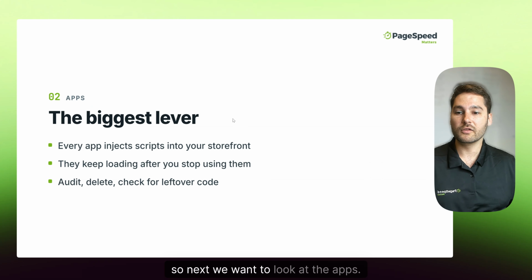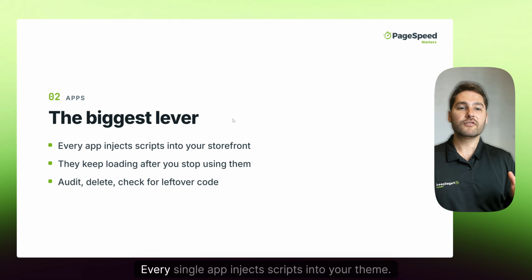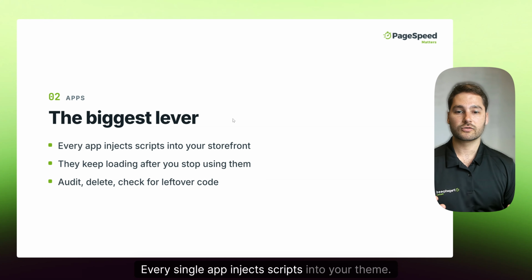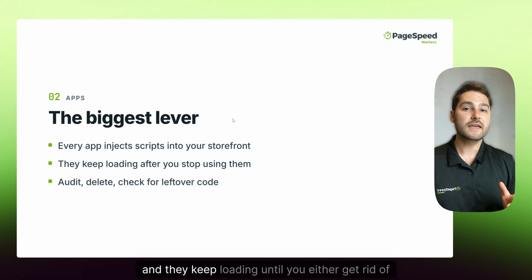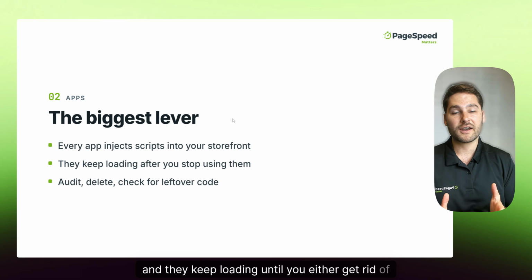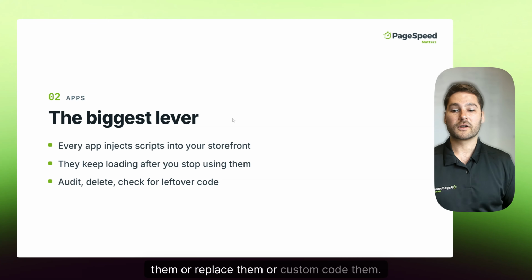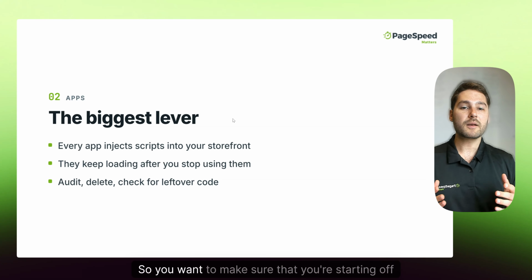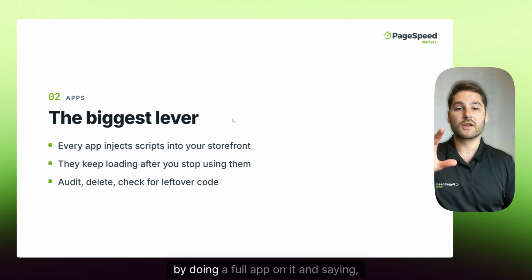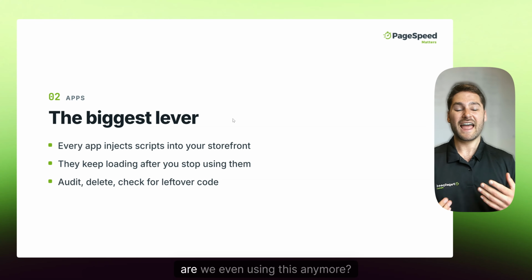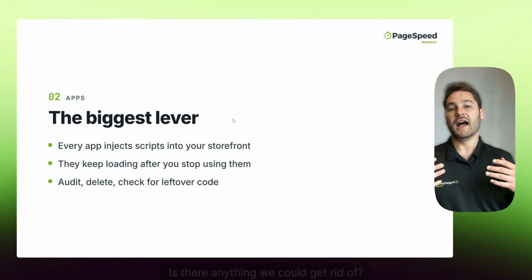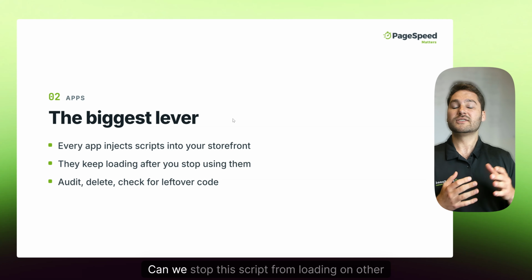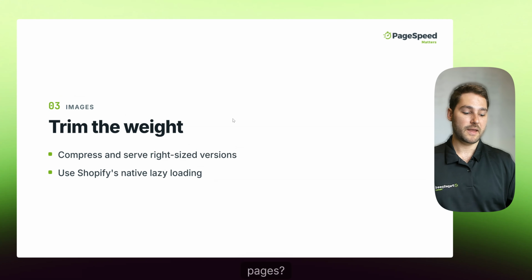So next, we want to look at the apps. Every single app injects scripts into your theme, and they keep loading until you either get rid of them, replace them, or custom code them. So you want to make sure that you're starting off by doing a full app audit and saying, are we even using this anymore? Is there anything we could get rid of? Can we stop this script from loading on other pages?